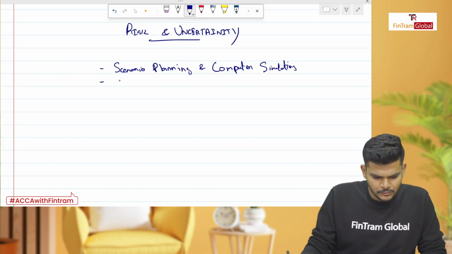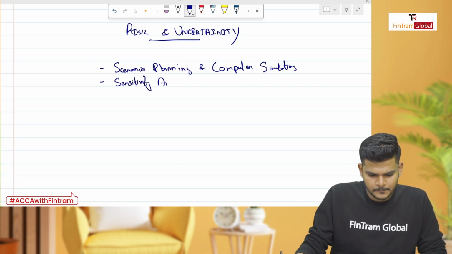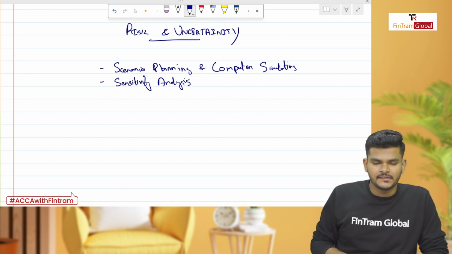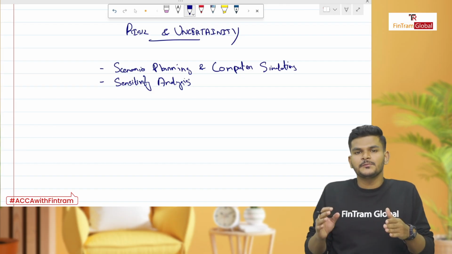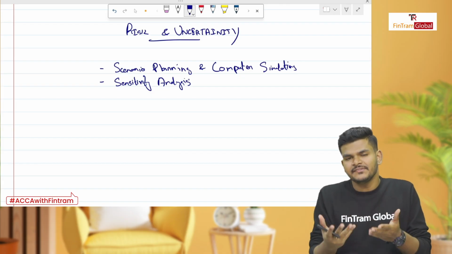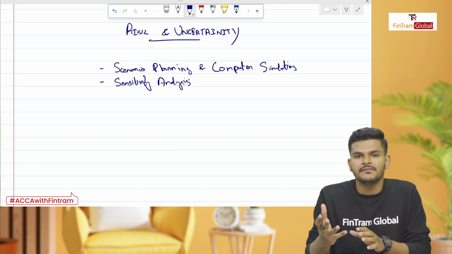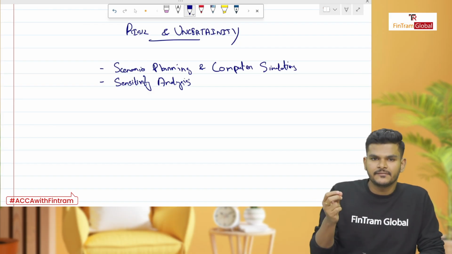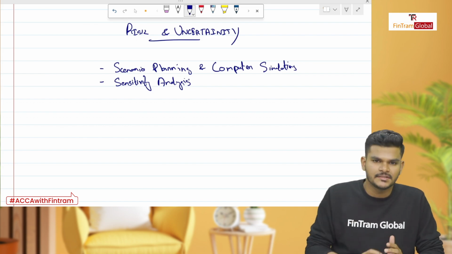Secondly, we can also conduct a sensitivity analysis. Now, it's kind of similar to scenario planning itself, but the only difference is that when it comes to sensitivity analysis, what we do is look at one key variable and assess the sensitivity of that particular variable that could have an impact on the NPV or profits. So how sensitive the NPV or profit is to one particular variable is what we are looking at when it comes to sensitivity analysis.